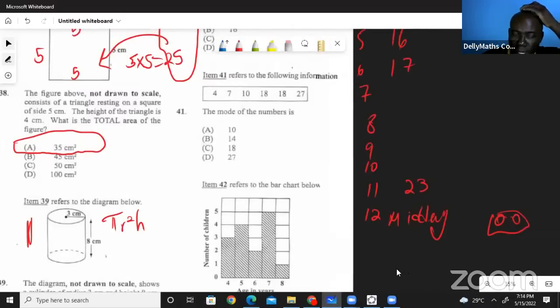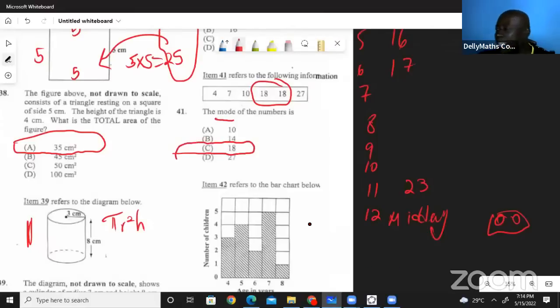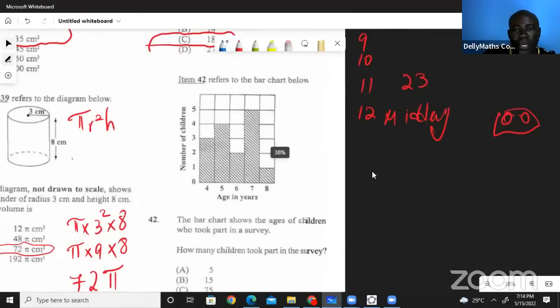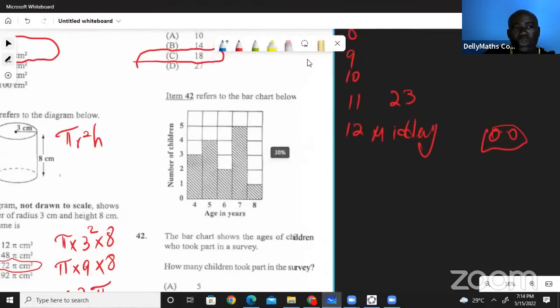So let me just work this one. Remember that the mode refers to the one that occurs the most. So we're talking about that score there. 18 is that modal figure right there. So the answer is C. And definitely I haven't seen one incorrect answer there as yet for that. Excellent work, guys. Number 42.